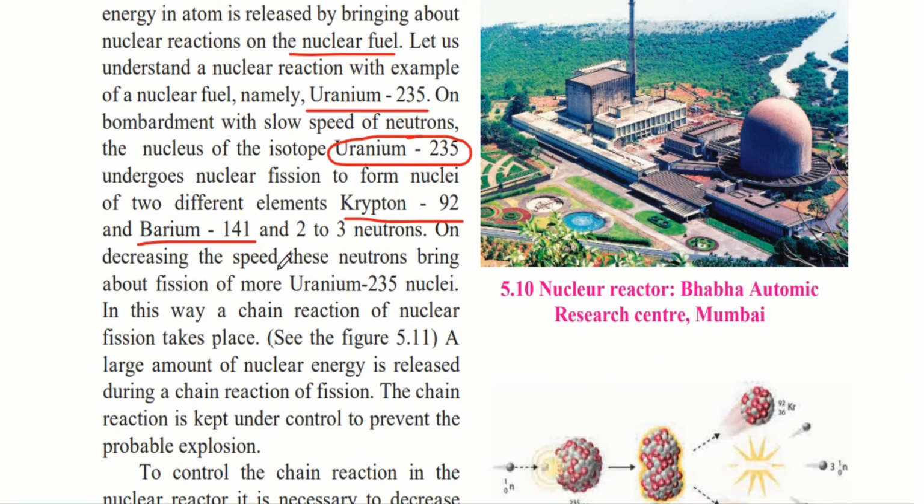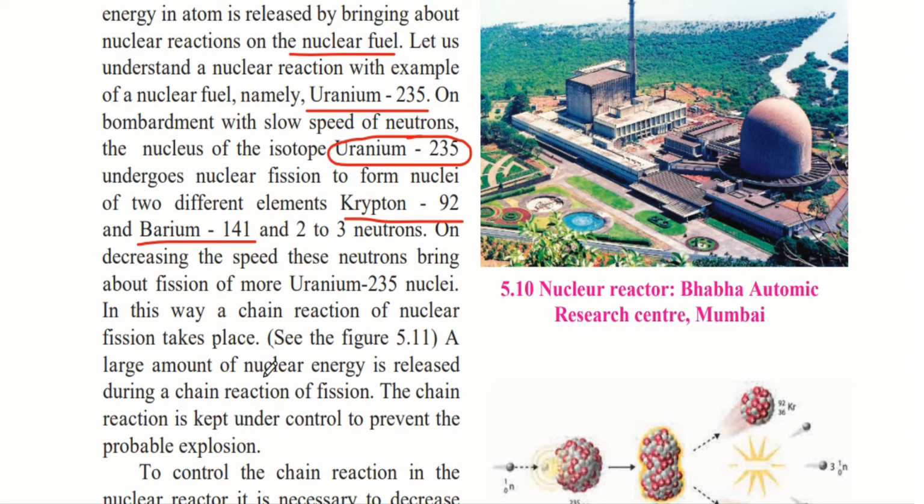On decreasing the speed, these neutrons bring about the fission of more uranium-235 nuclei. So depending on the speed of the neutrons, the uranium can be broken down to different forms of nuclei. In this way, a chain of reaction of nuclear fission takes place, because now, at first, when the uranium is broken down to two elements, after that, these can further be broken down to even smaller elements.